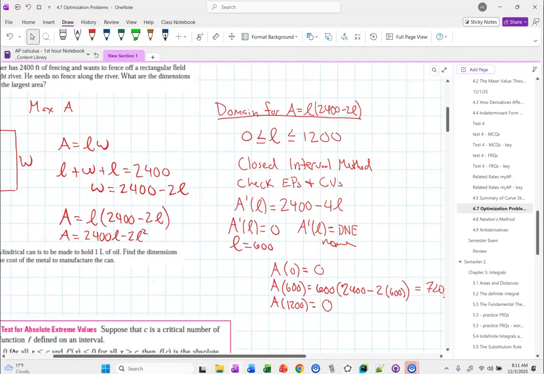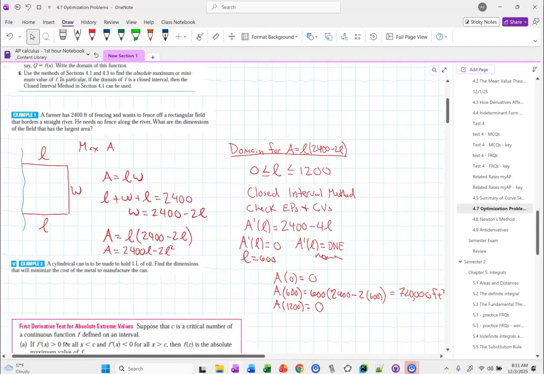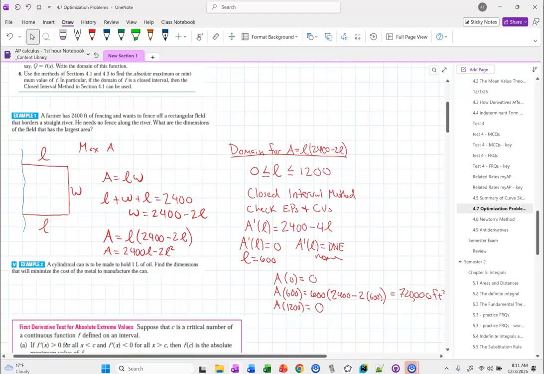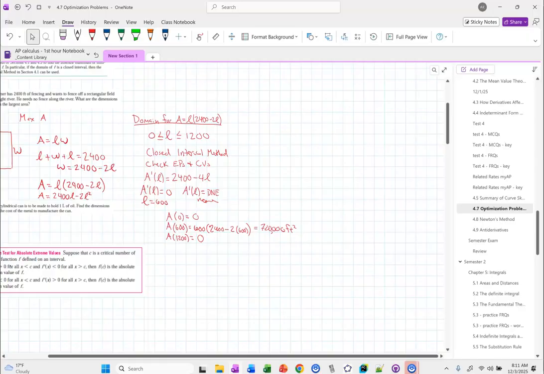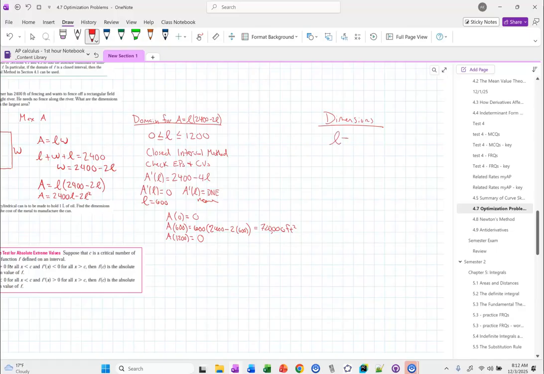Though I want to check my directions here because it asks for what are the dimensions of the field, right? So I found the maximum area contained, but what are the dimensions? We know the absolute maximum occurs at L equals 600. How do I find W? Just do that, right? That's easy.